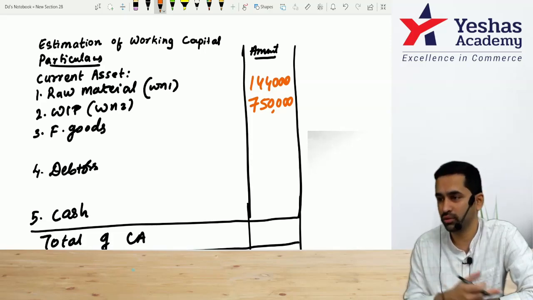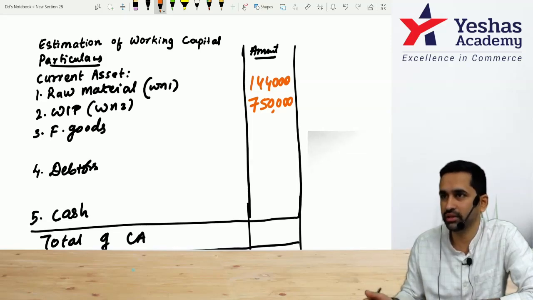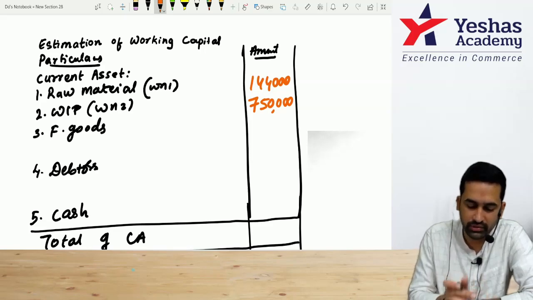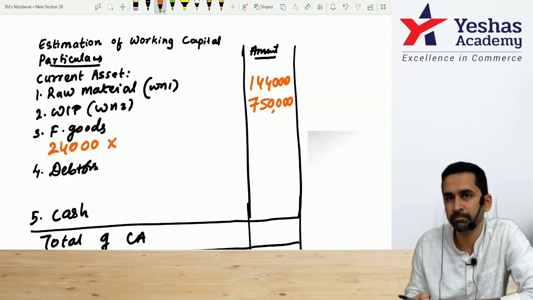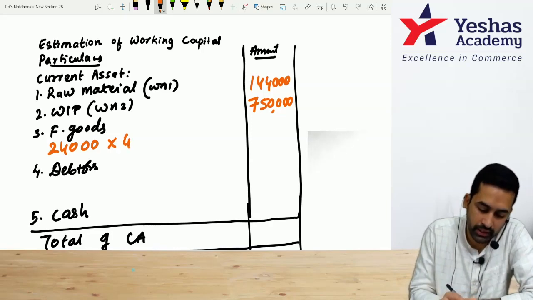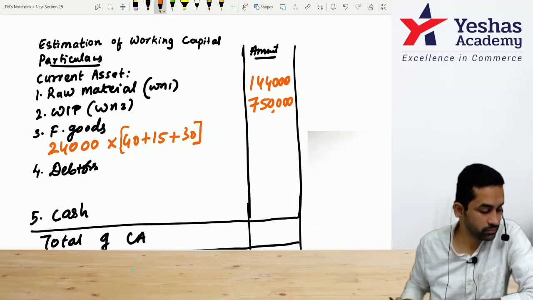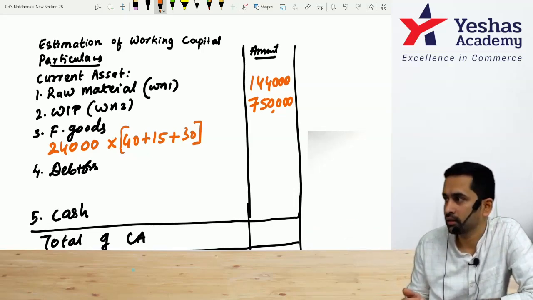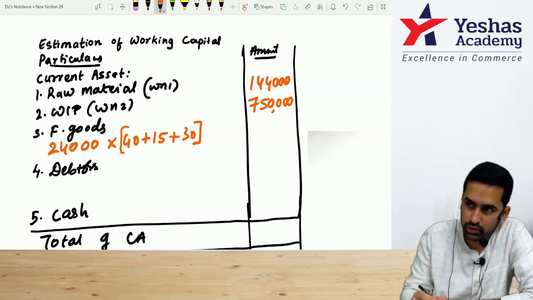Sir, opening FG, no, it's a new company. 31,200 you produced, 24,000 is still with you. That means the difference is what you have sold. Now I am in FG calculation, so I will take the number of units of FG with me into material 40 plus 15 plus only 30 rupee. This should give you directly the value of FG. 2040, is it?